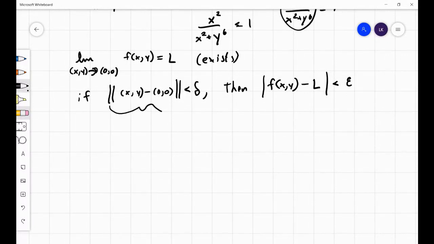So in particular, notice what this means. If you rewrite this in terms of the distance formula, this is telling us that the distance between the point x, y, and the origin, which is the square root of x squared plus y squared, being less than delta will then imply that the value of the function is arbitrarily close to the limit.